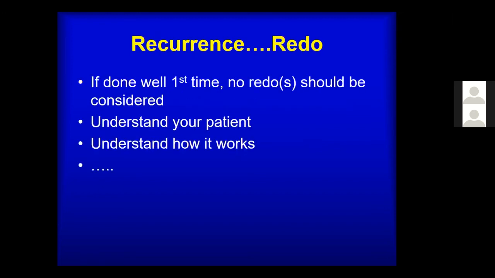Now, recurrence and redos, I think if it's done well first time, no redos should be considered. You really have to understand the patient. You have to make sure that the redo will do it. I was asked one day by a colleague to check a patient who had 3-time redos, okay. And when I saw the patient, I told them, if I go back and tighten it again, he will have the same 2-3 months until he comes back. And we ended up putting a jejunostomy tube on that patient with the gastrostomy that she had. And since then, she's been doing well.